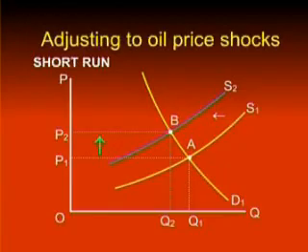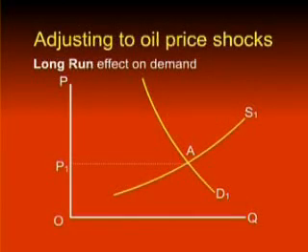This reduction in output needed to be only relatively small, because the short-run demand for oil was highly price inelastic. Because for most uses of oil, there are no substitutes in the short term. However, let's now look at the long-run effects on demand. The long-run demand for oil was much more elastic.